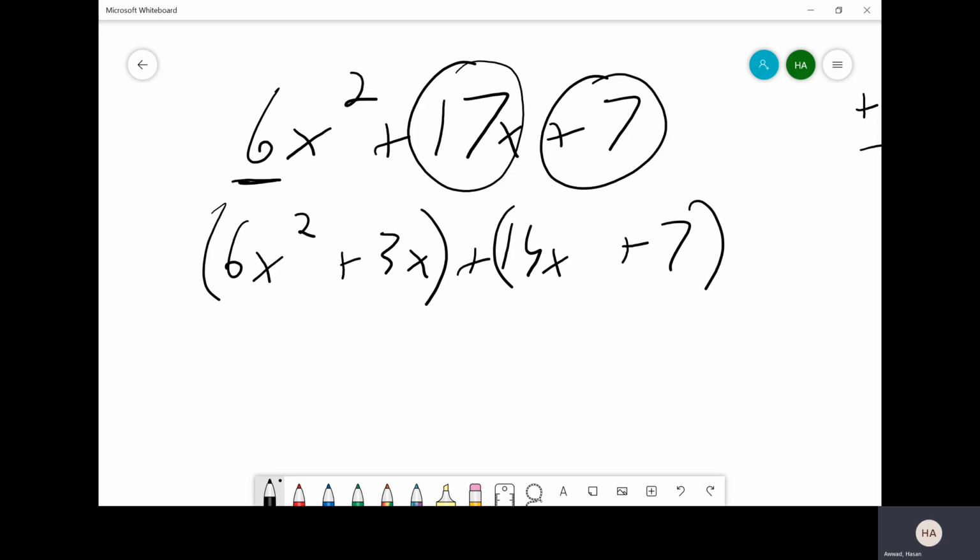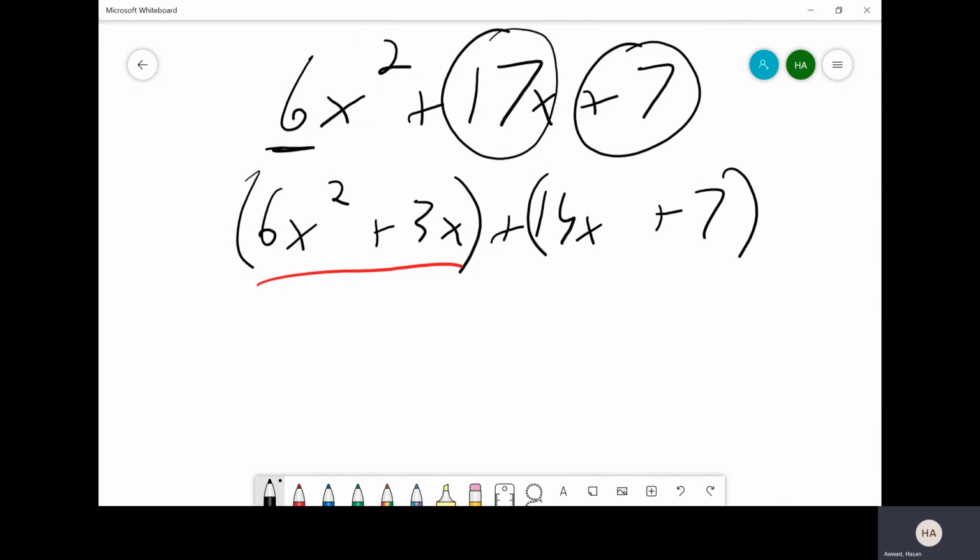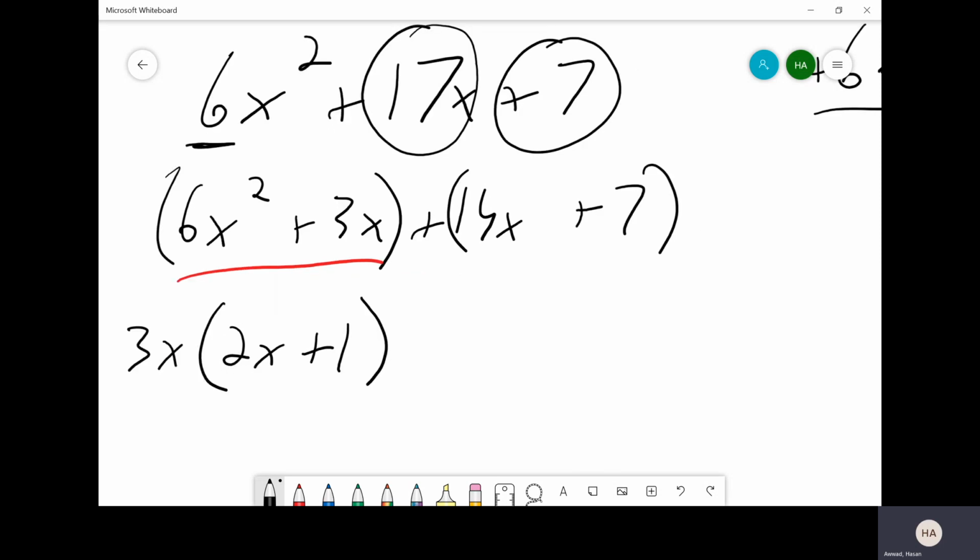So we have 6x squared plus 3x. And now let's examine one at a time. So we're going to look at this guy first, 6x squared plus 3x. And now it goes back to the very first method that we talked about, which is pulling out as much as we can from both terms, right? So what can we pull out of 3x and 6x squared? Well, we can pull out a 3x. And when we pull out a 3x from 6x squared, we're just left with a 2x. And when we pull out a 3x from 3x, all we're left with is plus 1, right? Because 3x times 1 would give us 3x back. Okay, so that one's done.